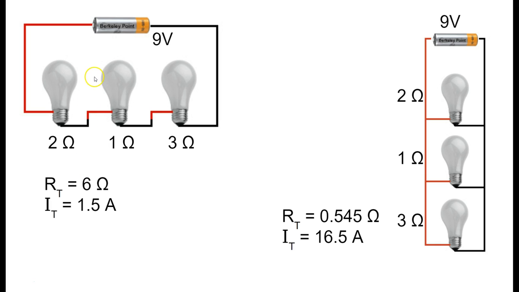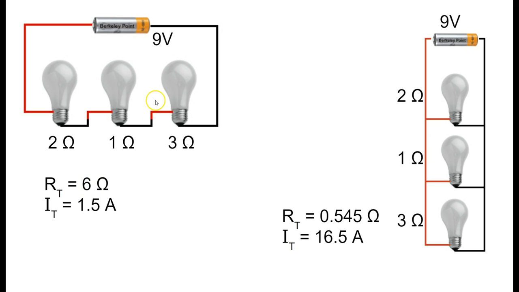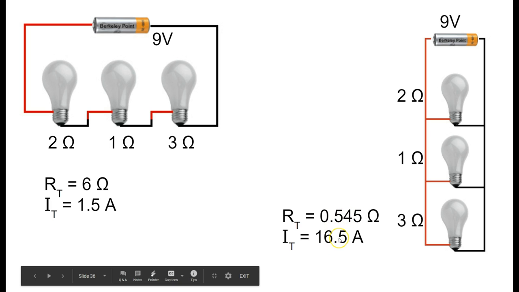So this was the one in series. This is the one in parallel. And notice that we had the same resistors with the same light bulbs, the same battery. And our resistances and our currents were completely different. I had more resistance for the one in series, right? I had way less resistance for the parallel one, but then I had a lot more current for the parallel one, and way less current for the series one.